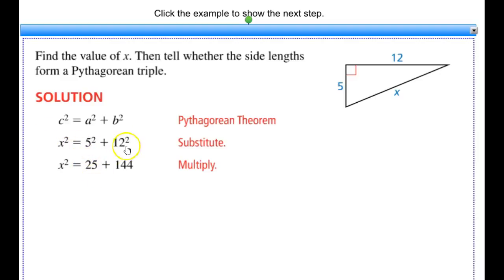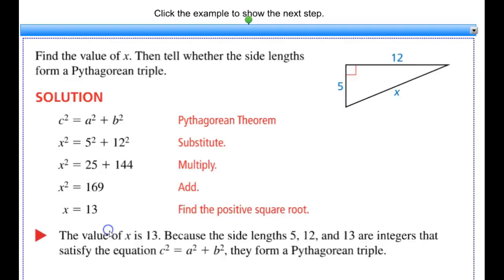Then I do my 5 squared and 12 squared, multiply, add, and simplify. Then I take the square root of both sides, and here I always want the positive square root. Mathematically, when I take the square root of a number I have both the positive and the negative, but since I'm looking at lengths and distances, I want the positive square root. So I know the hypotenuse length is 13. Since the side lengths 5, 12, and 13 are all integers and they work in the Pythagorean theorem, those integers form a Pythagorean triple.